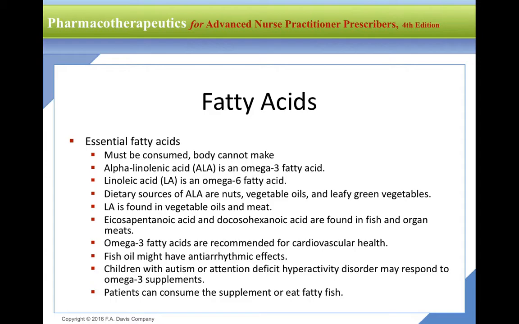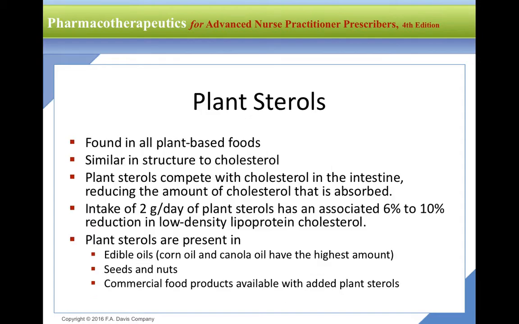Fatty acids, fish oil, things like that come and go, whether the evidence is positive or negative. But a lot of these things overall, it doesn't hurt for the patient to take it. Might be beneficial. So usually you can go ahead and recommend, if your patient is adamant about taking it, to let them go ahead and continue.